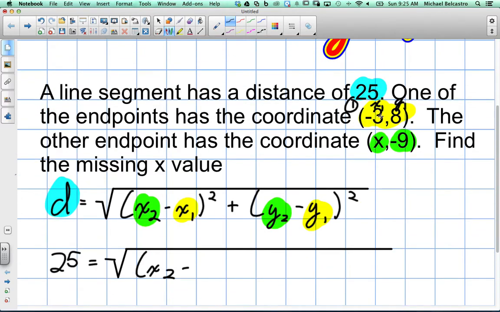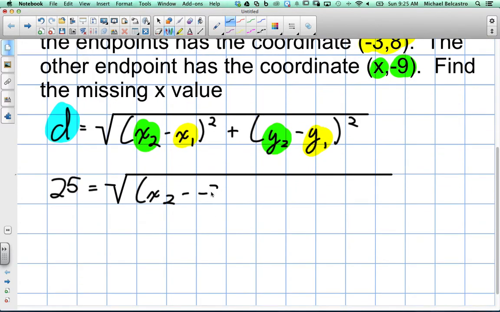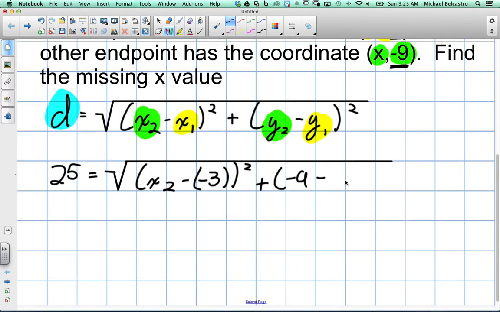So our x2 is unknown. Subtract our x1 was -3, so we're going to subtract -3. And all of this is squared. Plus y2, which is our -9. Subtract our other y value, which was 8. Squared. Okay. So now we're going to work on simplifying some stuff underneath the brackets before we start isolating.